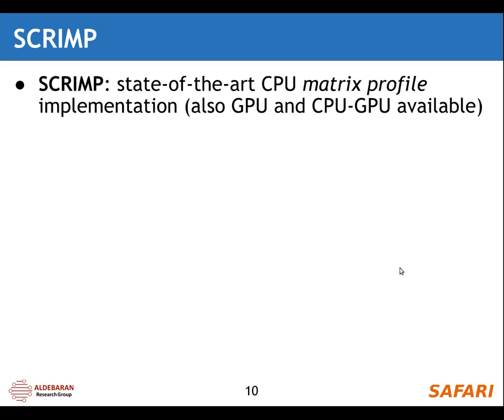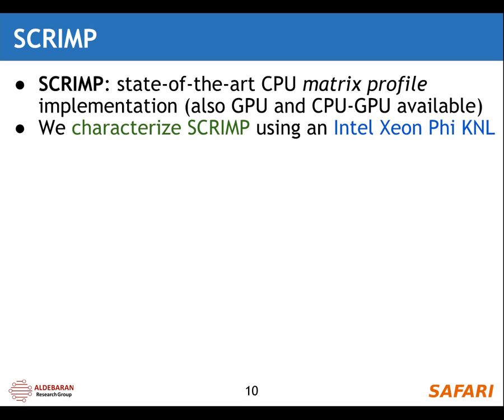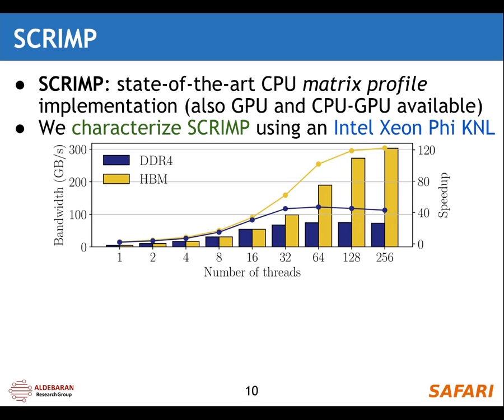SCRIMP is the state-of-the-art CPU matrix profile implementation, but there are also GPU and heterogeneous CPU-GPU versions available. We characterize SCRIMP using an Intel Xeon Phi KNL. Here you can see the bandwidth usage and the speedup we obtain when using two different types of memory, HBM and DDR4.